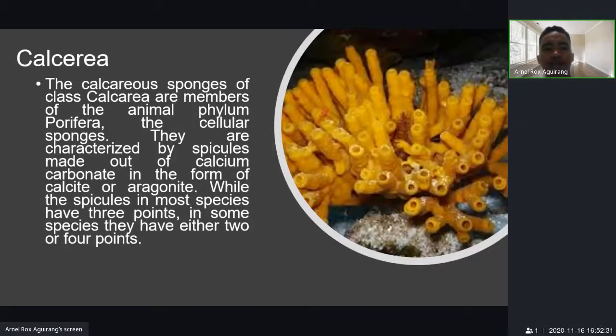Class Calcarea are animals in the phylum Porifera, the calcareous sponges. They are characterized by spicules made up of calcium carbonate in the form of calcite or aragonite. While the spicules in most species have 3 points, some species have either 2 or 4 points. That is class Calcarea.